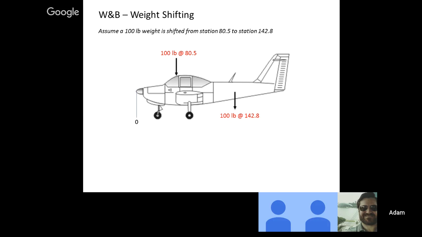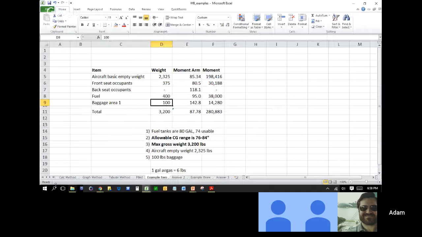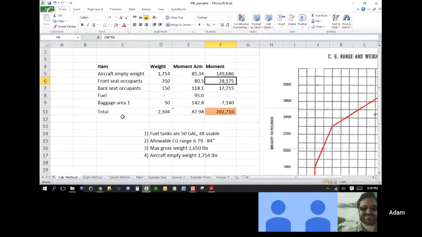So in this example, we're shifting 100 pounds from station 80.5 to station 142.8, and we're just going to use the same airplane as we did in the first example. So essentially, I'm shifting 100 pounds from the front seat to the baggage area. And by the way, you'll hear the term station, and that just means the different locations as defined by the pilot's operating handbook.